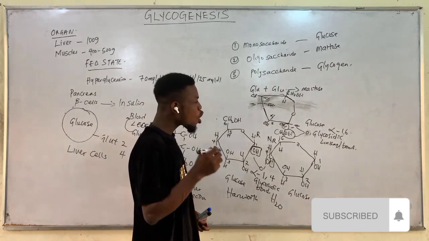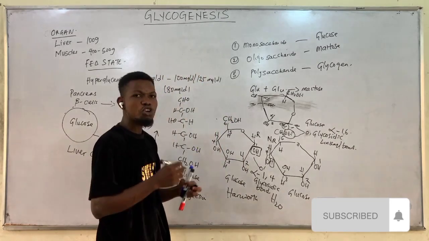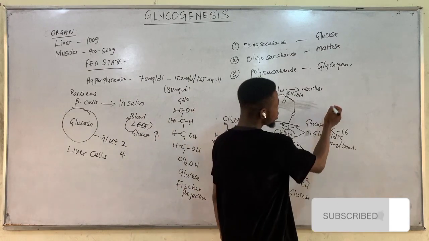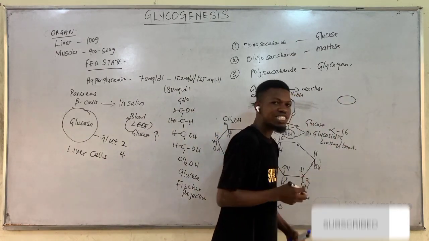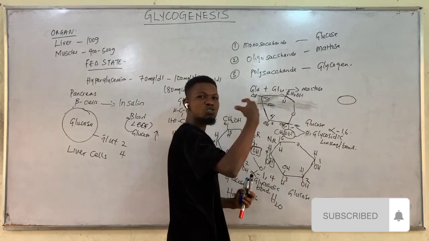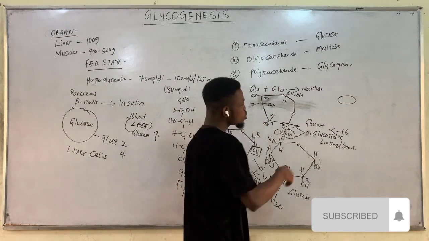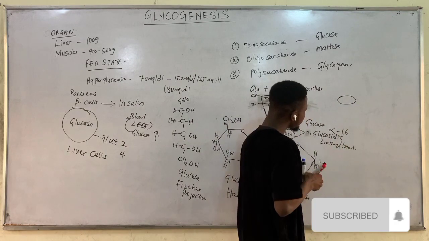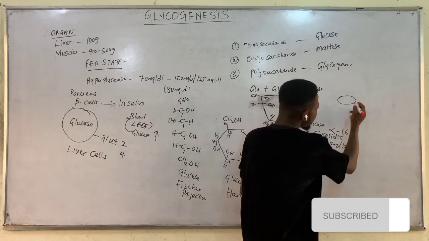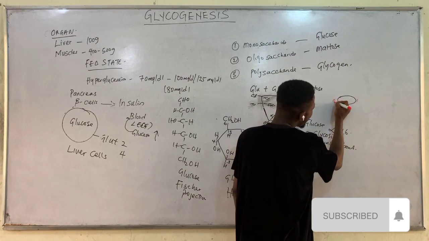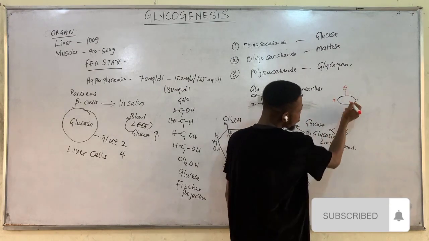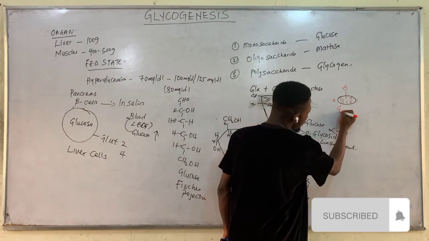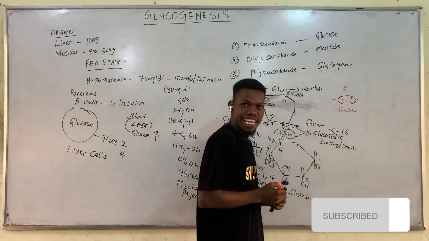Do you get now? So in my explanation of the metabolic pathway, which is glycogenesis, this is what I'll be using. So this is our glucose, because I cannot be drawing the full glucose when I'm explaining the pathway. So this is the carbon 1, this is the carbon 4, and this is the carbon 6. This is the glucose.